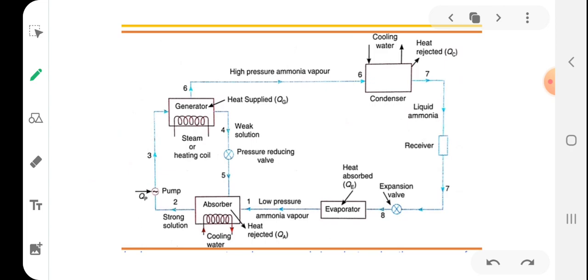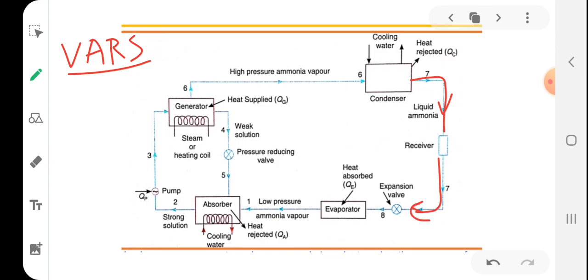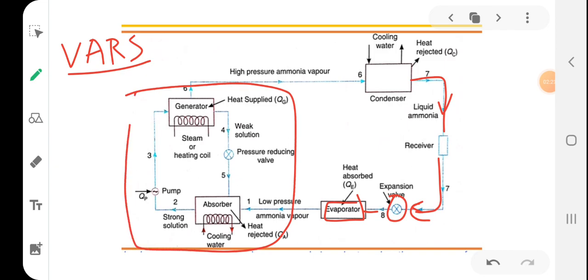So this is a schematic diagram representing VARS. VARS means vapor absorption refrigeration system. Students, you can see here there is a condenser. From the condenser it comes to the receiver, which you already learned, and then to the expansion valve and to the evaporator. After the evaporator the refrigerant must go to the compressor in the vapor compression system, but here it is moving to another set of equipment. This set consists of first an absorber, second a pump, third a generator, and a pressure reducing valve.